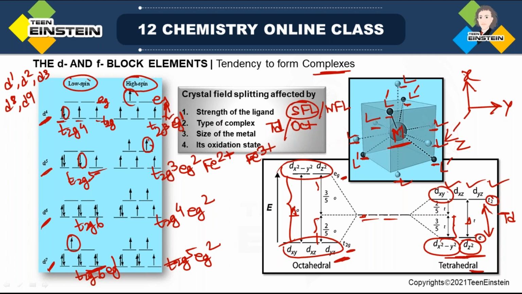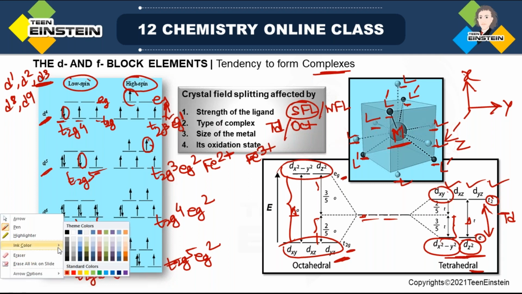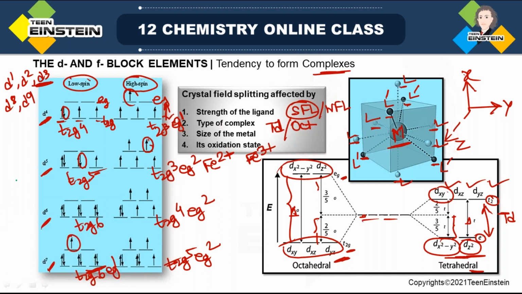But for d1, d2, d3, low spin and high spin are not possible, because up to d3 all the electrons will be in t2g only. And when you move to d8, it doesn't matter whether it is strong field or weak field. It will always be the same. Suppose it is low spin, this is Eg, this is t2g. If it is d8, 6 electrons will be placed here, so maximum capacity is reached. The next 2 electrons will be in Eg. So this is t2g6 eg2.